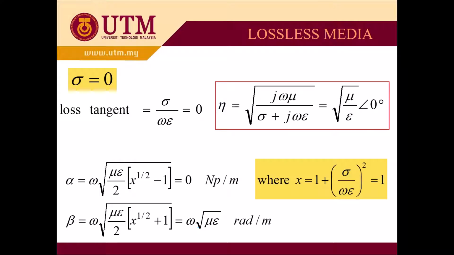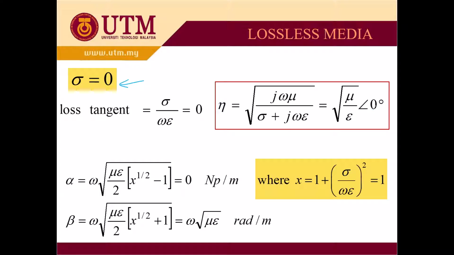Next, we go to the lossless media. For the lossless media, sigma is equal to 0. That means there is no leakage current or conduction current inside the material. And the loss tangent, sigma divided by omega epsilon, is also equal to 0. There is no loss tangent in the lossless media. So the intrinsic impedance can be simplified to Z equals square root of mu divided by epsilon.